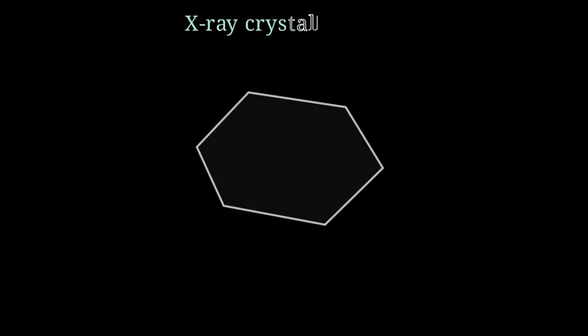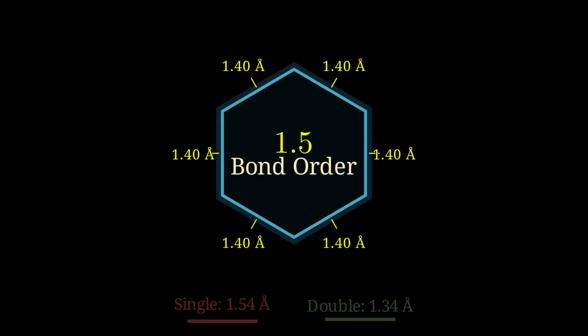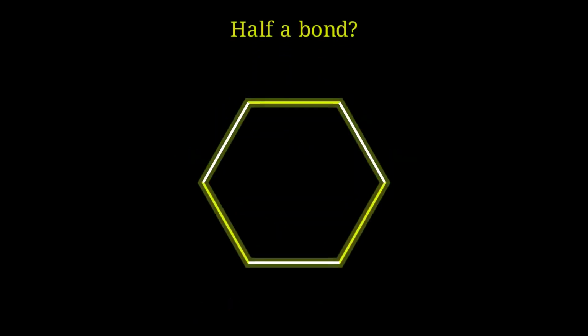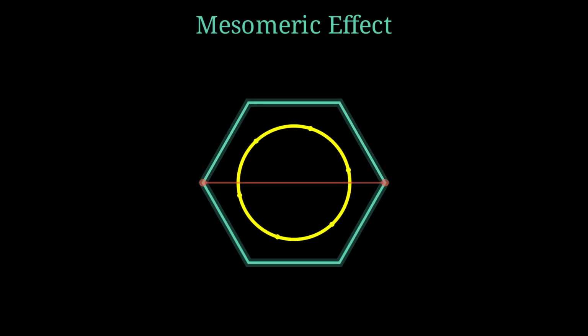But when we measure benzene in a lab using X-ray crystallography, something strange happens. We find that the molecule is a perfect, symmetrical hexagon. Every single bond is exactly the same length. They aren't as long as single bonds, and they aren't as short as double bonds. They are somewhere in the middle, exactly 1.5 bonds long. How can you have half a bond? This is where the mesomeric effect comes in. It is the universe's way of saying that electrons aren't always stuck between two specific atoms.